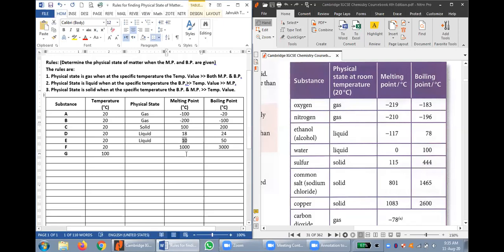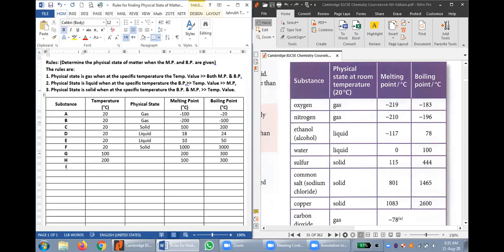Okay, thanks. Arij, F part. Bilal, G part. Sir, it's a solid. It's a solid. Why Arij? Very good. Sir, because the melting point and the boiling point both are bigger than 20. Acha, good.